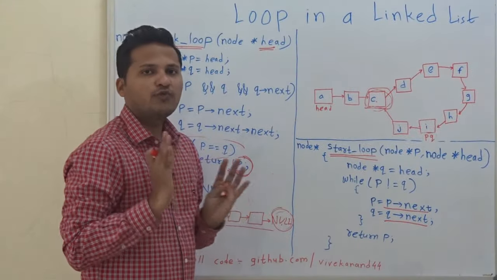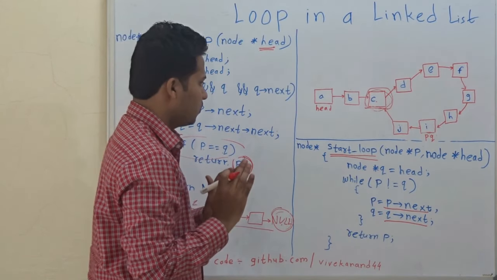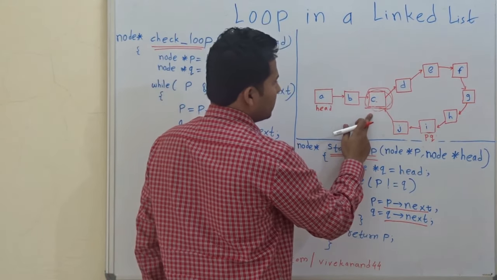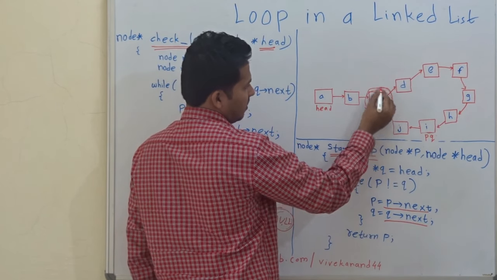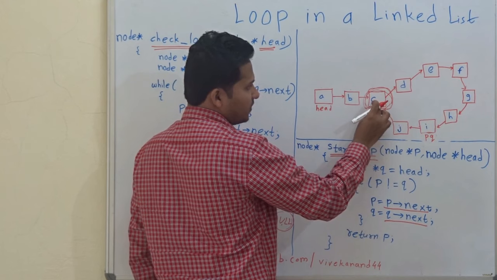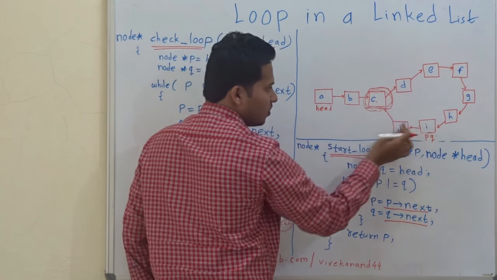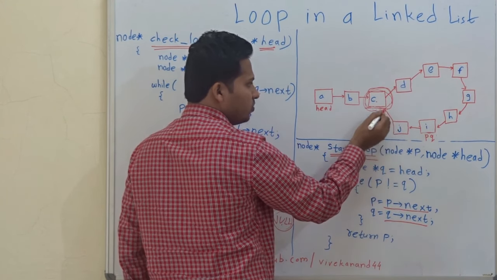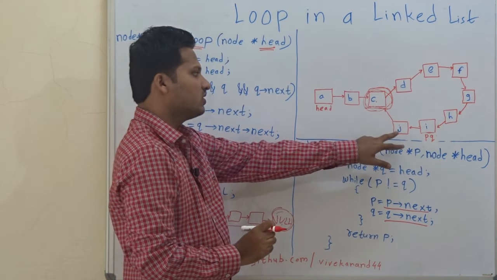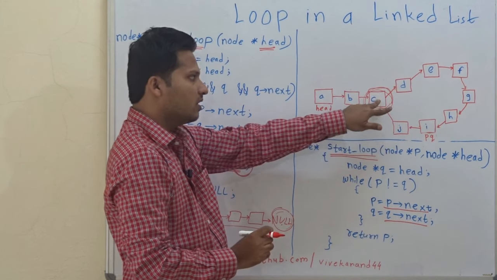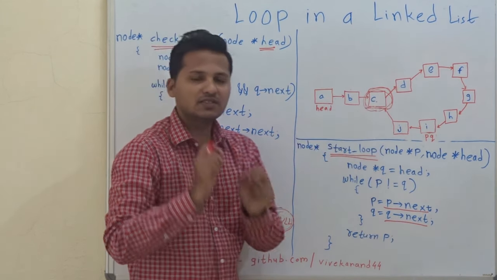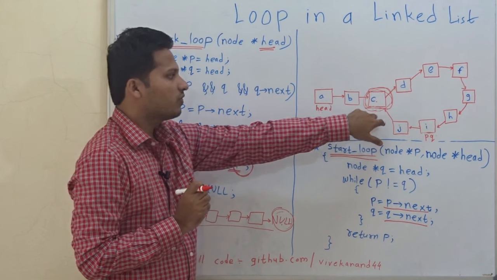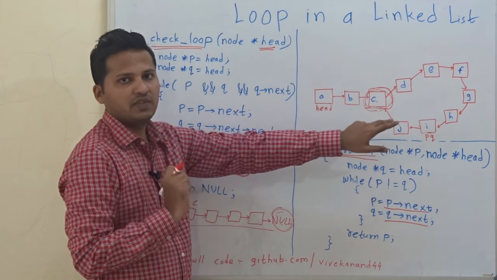So let's see now how to find out the start of the loop. The first question is, what is the start of a loop? Here in this linked list, you can see the node C is the start of the loop, because the last node, that is J, in this loop points to C again. Because the last node in the loop points to C, we can say that C is the start of this loop. So now, how do we find out the start of the loop? How do we know that C is the starting of that loop?